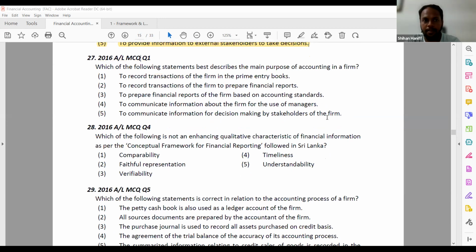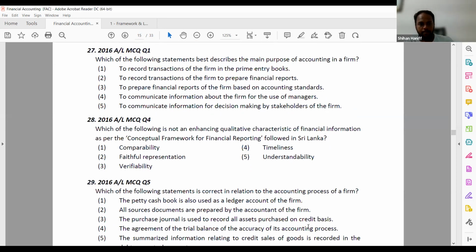2016. Do all these three. Question number 27, 28, and 29. Tell me the answers for these three. When giving the answer, just type question number and the answer. Thanks. 27, 28, 29. Main purpose of account.